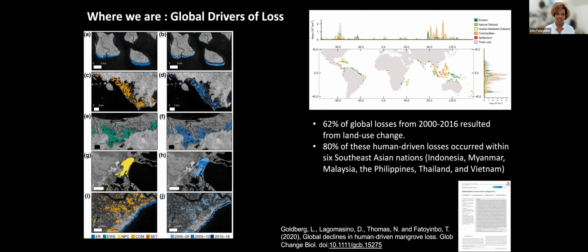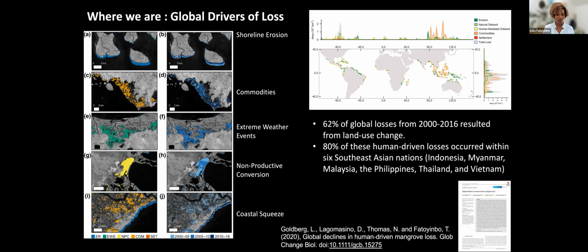So using Landsat data, we were able to produce a map of global loss drivers. So we used the data to map where mangroves were lost and then also what they were lost to. And generally speaking, we came up with 5 main drivers of loss or main causes. You have shoreline erosion, which is happening along many coasts. You have conversion to commodities, so aquaculture and agriculture, especially rice and fish and shrimp ponds.